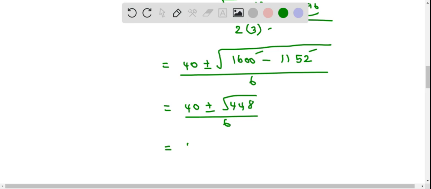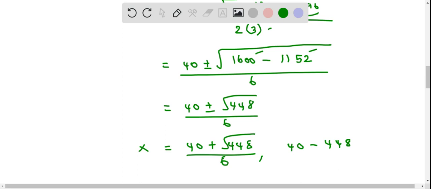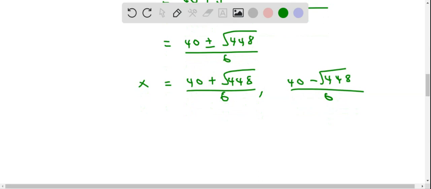So therefore we will have two values, that is 40 plus the square root of 448, divided by 6. This is one value of x, and another value of x is 40 minus the square root of 448, divided by 6. Plugging these values into the calculator and finding the numerical value, we get x equals 10.19, rounded to two decimal places, or otherwise 3.14.